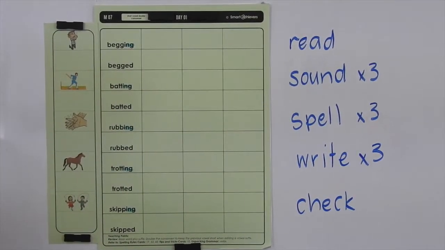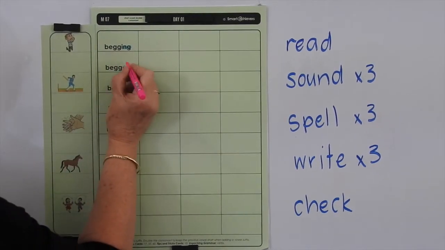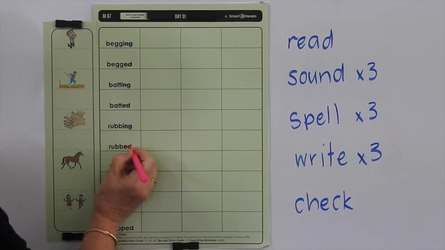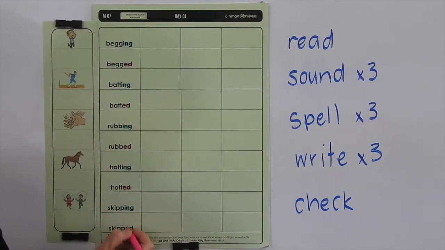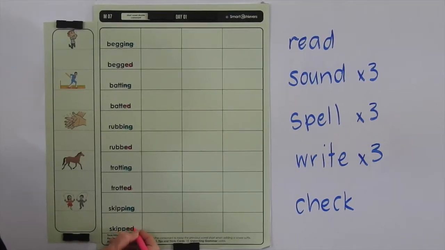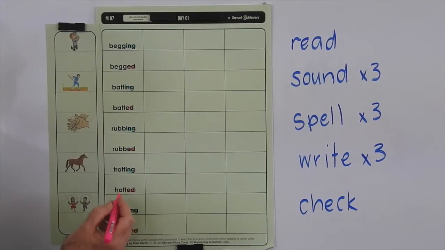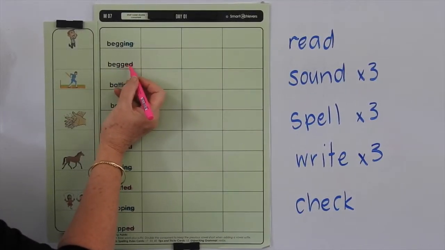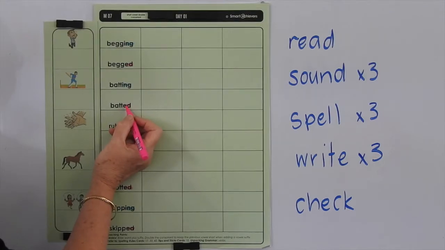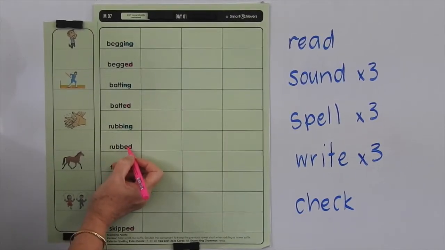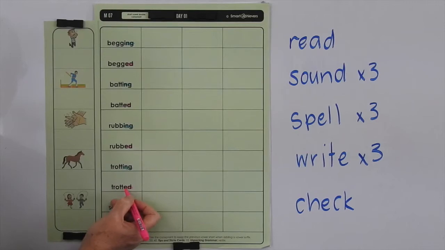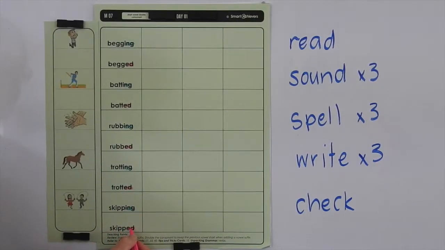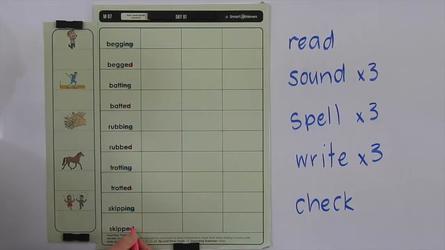Then we've got the ed at the end, so we've got begged, battered, rubbed, trotted, skipped, and that indicates past tense of a verb. So you can hear the ed making its different sounds. We've got begged, battered, so you've got the ud sound, rubbed, just the d sound, trotted, the ud sound again, and skipped is where the ed is making its t sound.